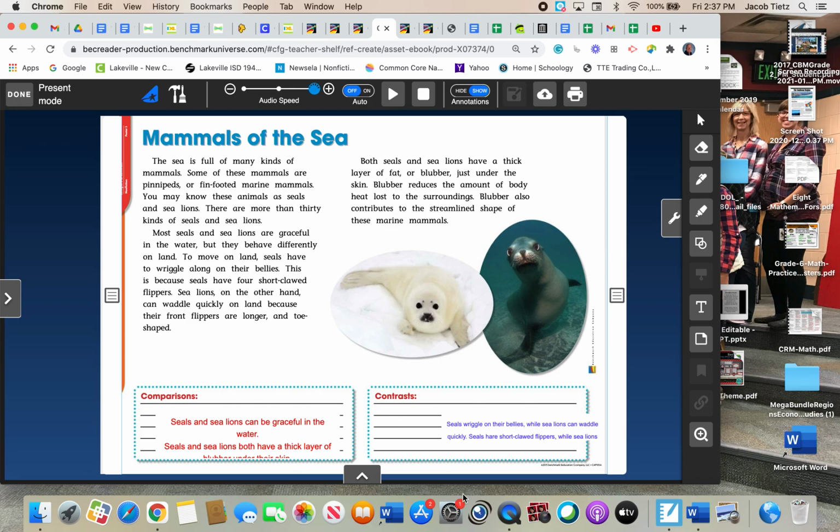And so that covers our contrast there. Remember, when I give contrast, I gave characteristics of both. I told the characteristics of the seals wriggling on their bellies, and then I gave characteristics of sea lions that can waddle quickly. So, in conclusion, comparing and contrasting, giving similarities and differences, is made easier when we know what those signal words are.